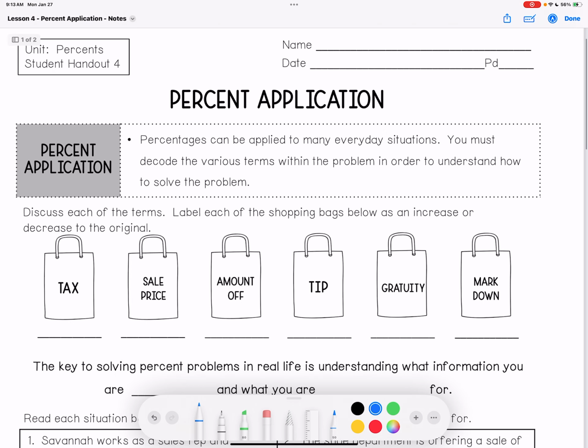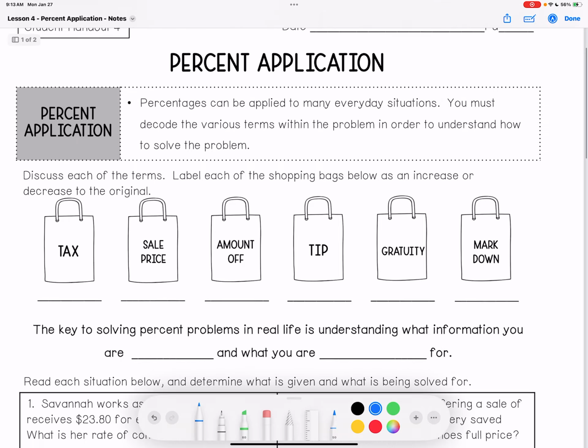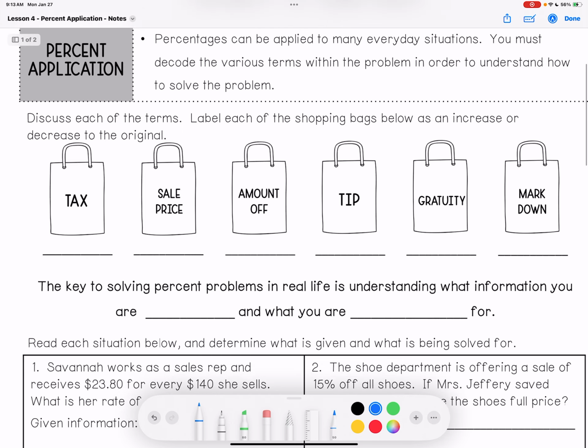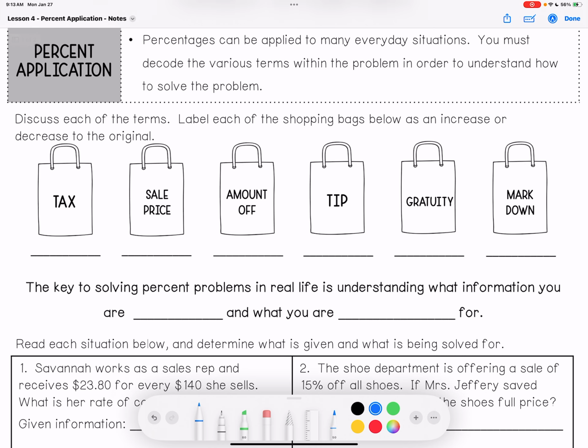All right, percent application. Percents can be applied to everyday situations, which we've already talked about. You must decode the various items within the problem to understand how to solve the problem. Different instances that we're going to deal with in life: tax, sale price, amount off, which is a discount, tips, gratuity, which is the same thing as tip, and markdowns, which is basically the same thing as amount offs.